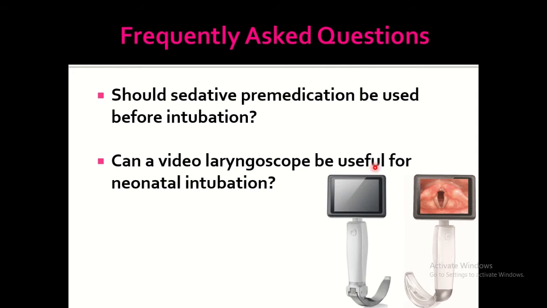If you find a problem getting the endotracheal tube in, you can use a video laryngoscope under direct vision. You insert it, identifying the anatomic landmarks, and absolutely it needs more expertise, and it makes it easier.